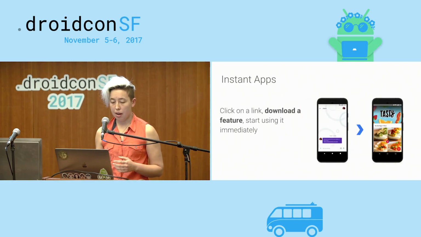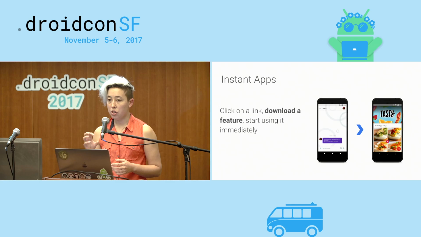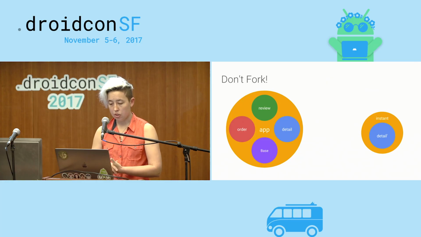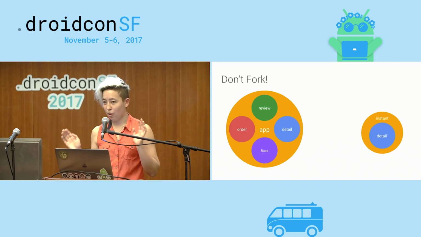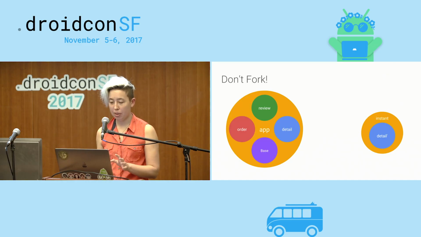Another way to think about Instant Apps is that you click on a link, you're downloading just the code needed for a single feature, and then the user is immediately able to use it. Okay, so a quick thing that I want to jump into, which might be crossing your mind, is that for instant apps, you do not have to fork your code.